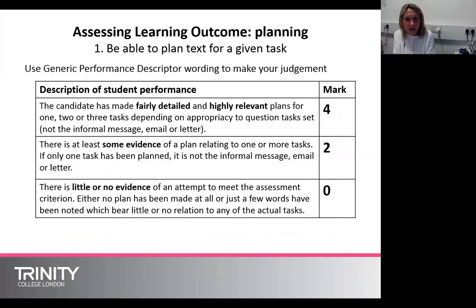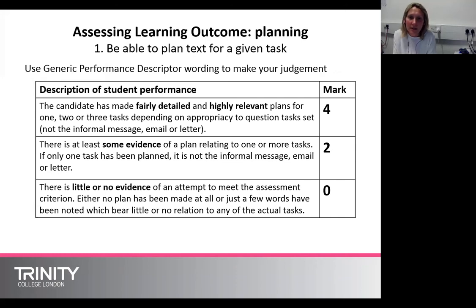So what do they look like in practice? Each of the generic performance descriptors is linked to a learning outcome. For level 1 and level 2, we've got 3 learning outcomes. So the first one at both levels is linked to planning. At level 1, it's called plan text for specific purpose. And at level 2, it's called plan text for a given task, or plan text for specific purpose.